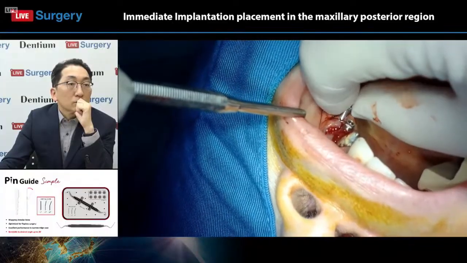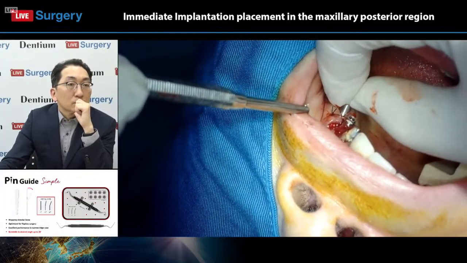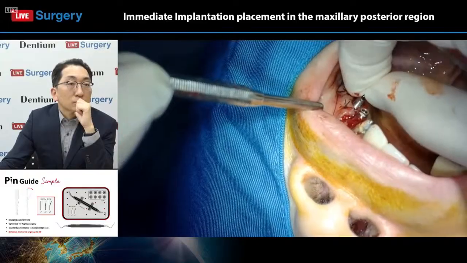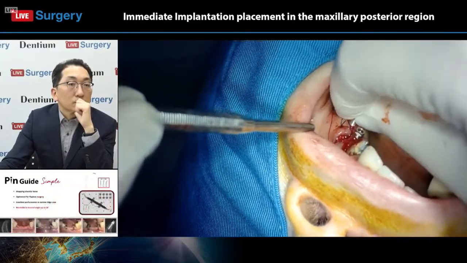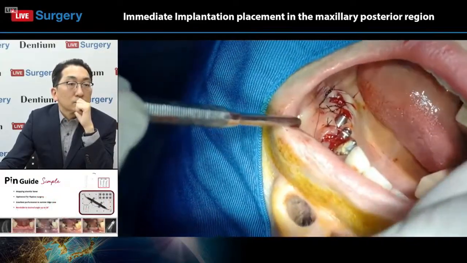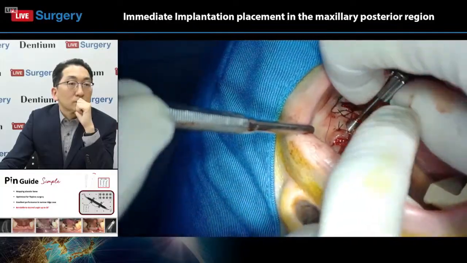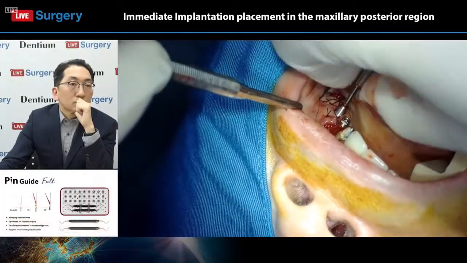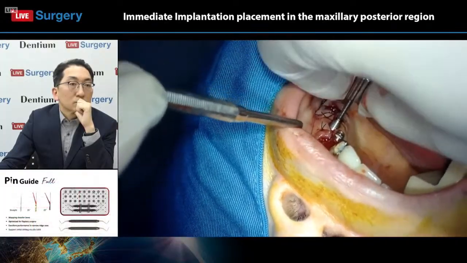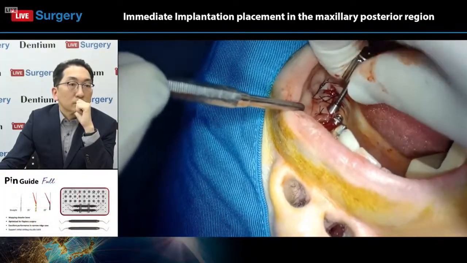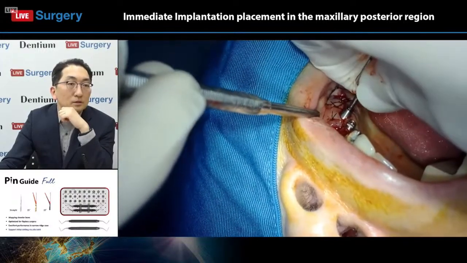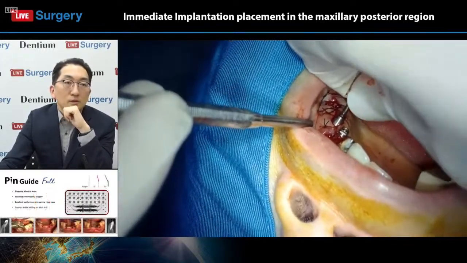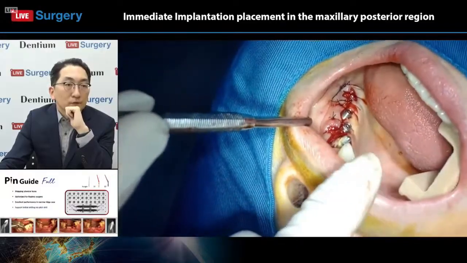Maybe I want to change the position of the scan body, so I reconnect the scan body to the 25 fixture.